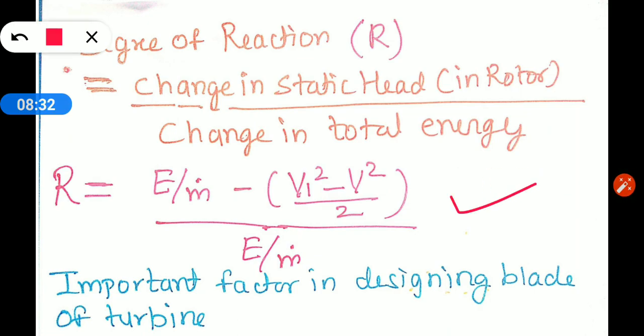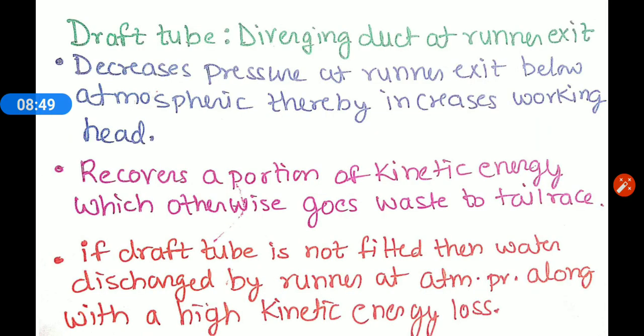Now what is its importance? It is an important factor in the designing of blades of turbine. Right. So in the design of blades it is used, because we need to decide how much reaction contribution we want. So accordingly we are designing the blades. So in that, degree of reaction is one of the important factors.